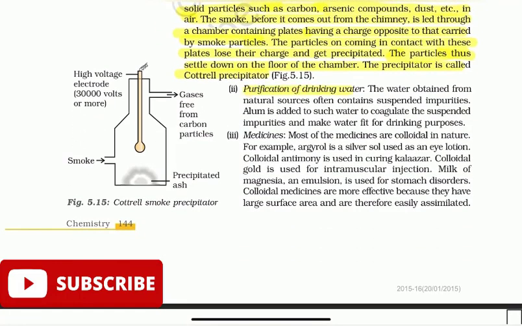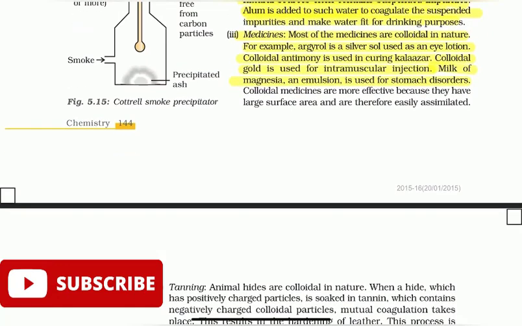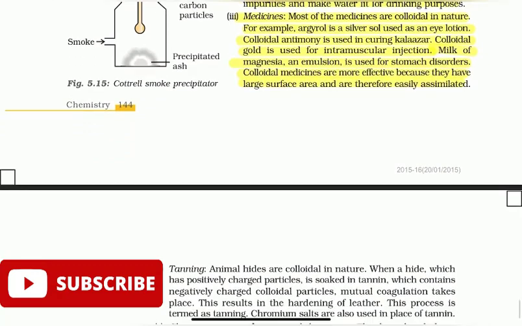Purification of drinking water. The water obtained from natural sources often contains suspended impurities. Alum is added to such water to coagulate the suspended impurities and make water fit for drinking purposes. Medicines. Most of the medicines are colloidal in nature. For example, argyrol is a silver sol used as an eye lotion. Colloidal antimony is used in curing Kala-Azar. Colloidal gold is used for intramuscular injection. Milk of magnesia, an emulsion, is used for stomach disorders. Colloidal medicines are most effective because they have large surface area and are therefore easily assimilated.